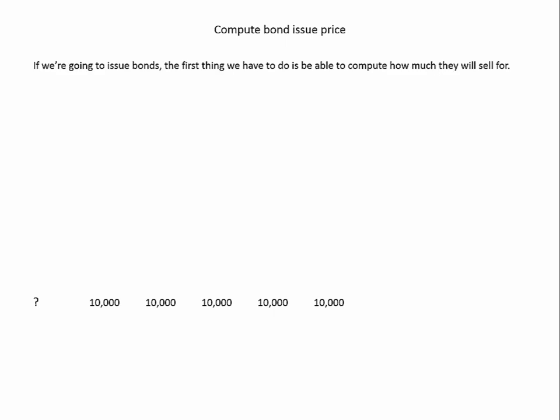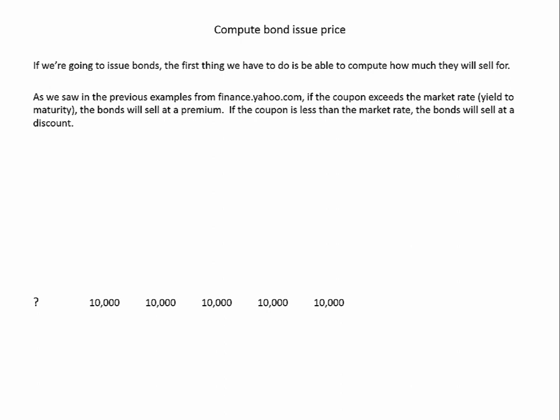If we're going to issue bonds, again, the first thing we have to do is figure out how much they're going to sell for. Now, obviously, in a real example, this would be an actual data point. We'd issue the bonds, and whatever the bond buyers gave us for them would be the issue price. For our purposes, though, we're going to try to compute the issue price up front.